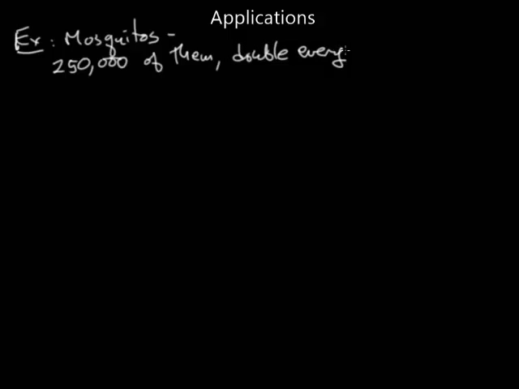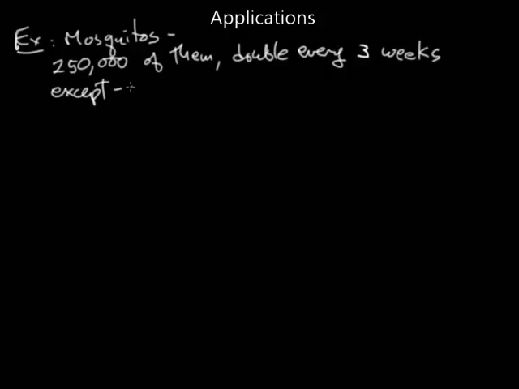Okay, let's look at another example. This is an example of mosquitoes. And let's say that you have 250,000 mosquitoes. I'm not sure how many mosquitoes that is. It's a lot. And suppose left to their own devices, the population would double every 3 weeks.